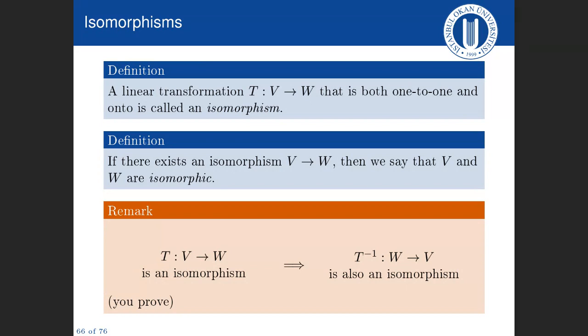And I want to remark that if T is an isomorphism, then it has an inverse because it's one-to-one, and its inverse is also an isomorphism. I'm going to leave this for you to prove. If T is linear and one-to-one and onto, then its inverse is also linear and one-to-one and onto.